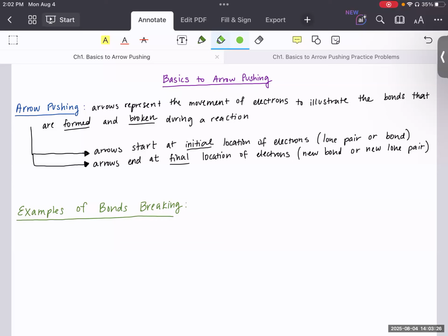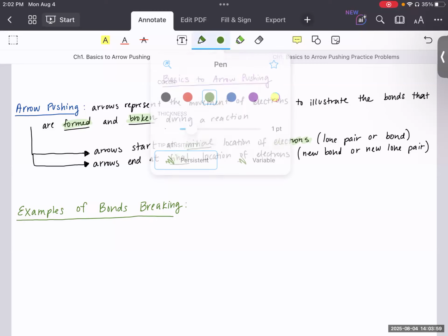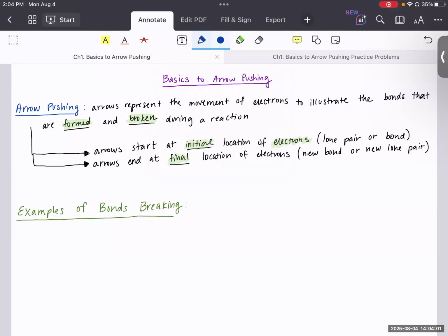So arrow pushing in organic chemistry is used to represent the movement of electrons. And specifically, they're used to illustrate how electrons move to form and break bonds. And so arrows will always start at the initial location of electrons. This can either be a lone pair or a bond. And then arrows end at the final location of the electrons. That could be either a new bond that forms, or a new lone pair somewhere in the molecule. And so let's show some examples of bonds breaking.